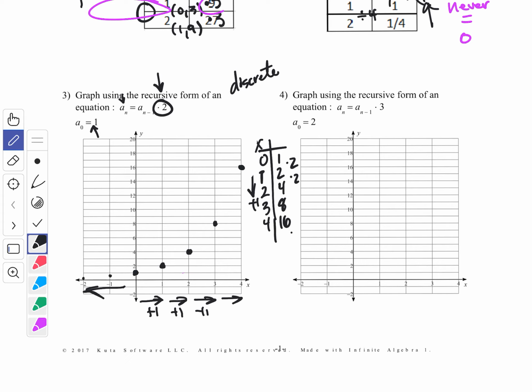Okay, number 4. So now we start at 2. This time we're timesing by 3. If I move to the right one, I go 2 times 3, which is 6. 6 times 3, which is 18. 18 times 3 would get us clear up there.